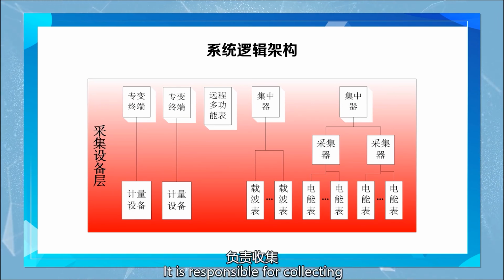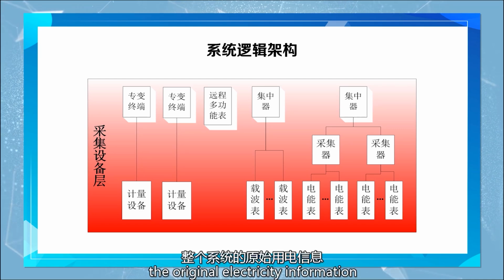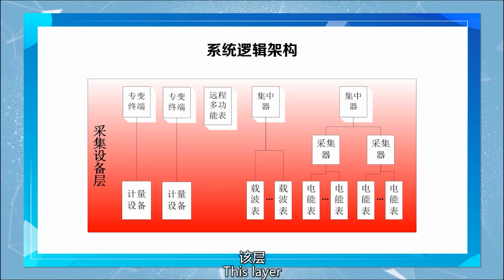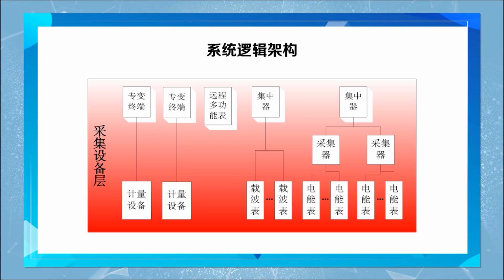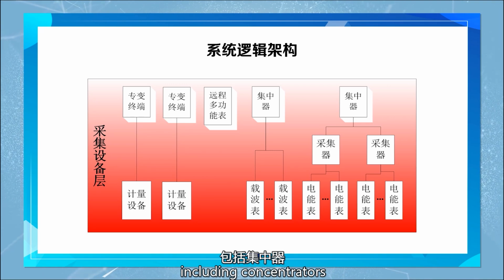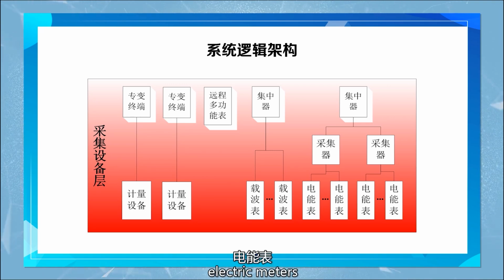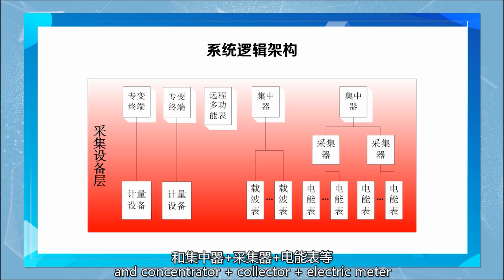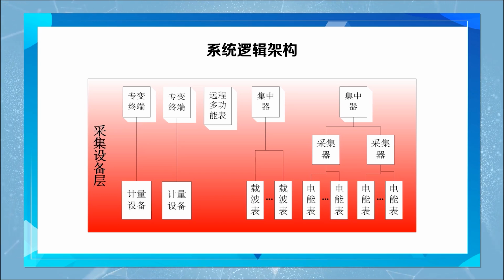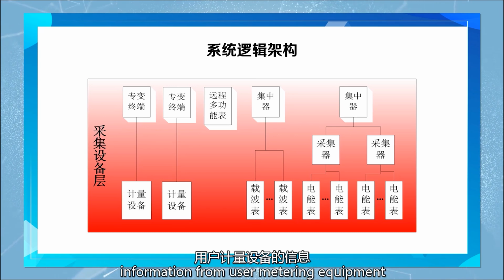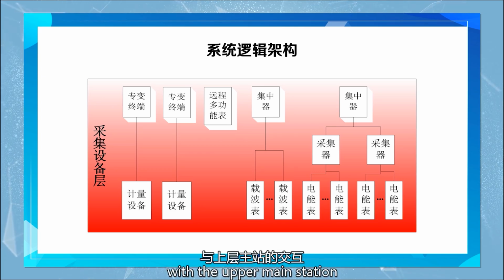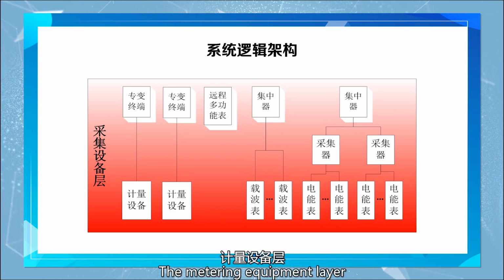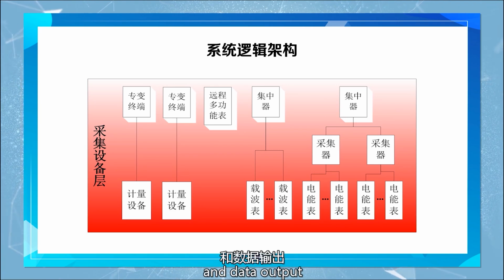Fourth, the collection equipment layer is the information-based layer of the electricity information collection system. It is responsible for collecting and providing the original electricity information of the entire system. This layer can be divided into the terminal sublayer and the metering equipment sublayer. For the low voltage centralized reading part, there may be various forms, including concentrator, collector, and electric meter. The terminal sublayer collects information from user metering equipment, processes related data, and interacts with the upper main station. The metering equipment layer performs energy metering and data output functions.